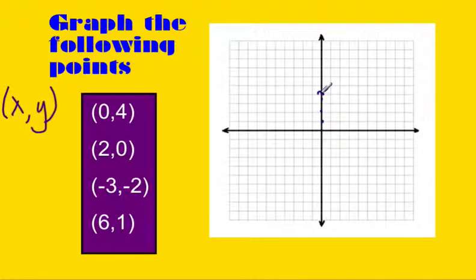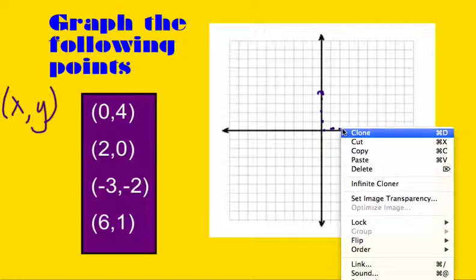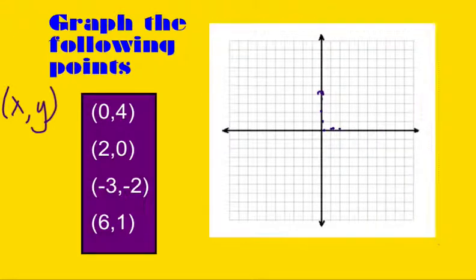Then I want to plot the point 2, 0. So I'm going to go over 2 and up 0. That's my next point. Oops, right here. That's working out real well for me, isn't it, guys? All right, there we go.